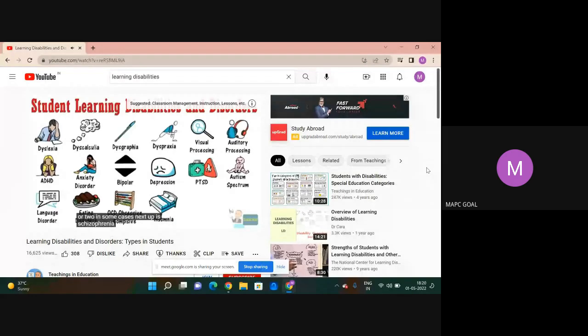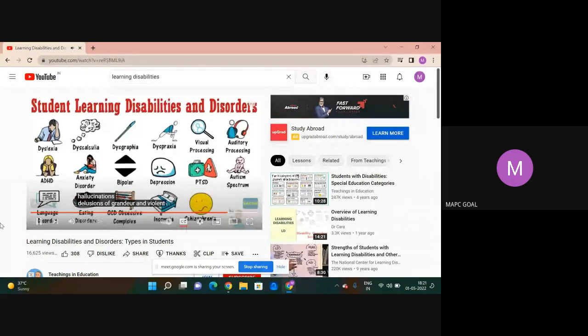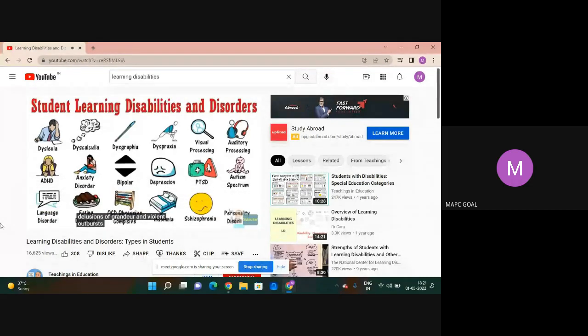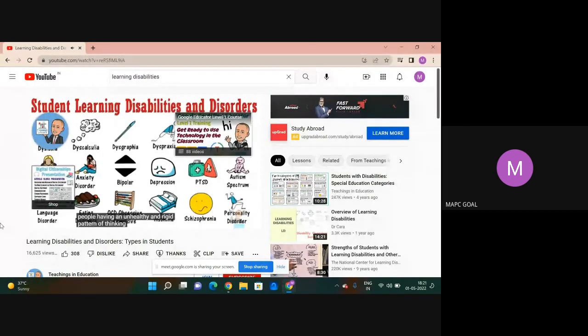Next up is schizophrenia, which is a very serious type of mental illness. It affects how a person thinks, feels, reacts, and behaves. Individuals may have hallucinations, delusions of grandeur, and violent outbursts. Lastly is a personality disorder, which is characterized by people having an unhealthy and rigid pattern of thinking, functioning, and behaving. Students with personality disorders don't know how to act in certain situations.